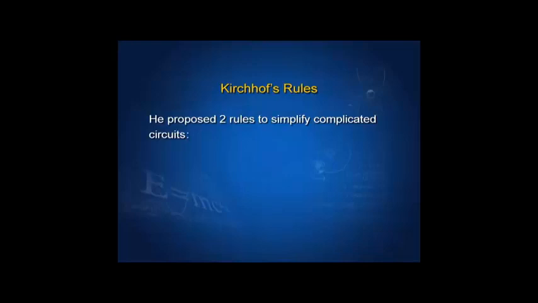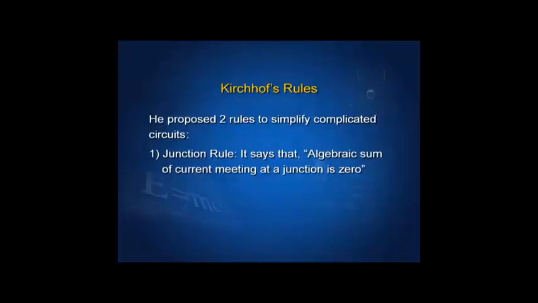Kirchhoff rules. As we know, Ohm's law is used for simple circuits. If we have complex circuits, then it becomes very difficult to use Ohm's law. So, Kirchhoff proposed two rules to simplify the complicated circuits. The first law is known as junction rule. It says that algebraic sum of the current meeting at a junction is 0.